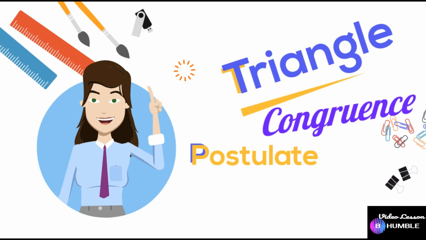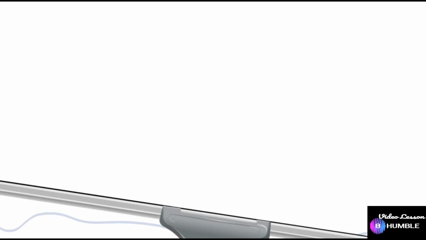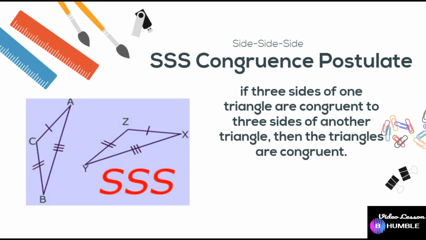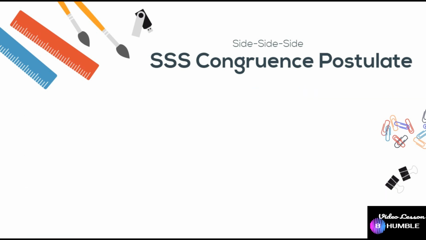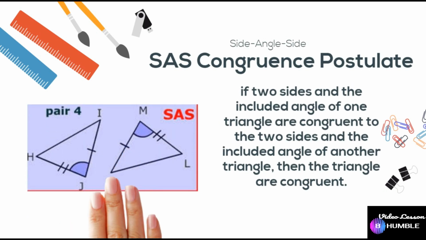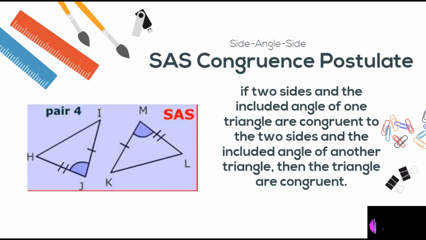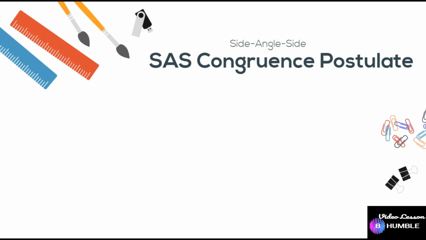Triangle congruence postulates. SSS postulate. Side-side-side postulate states that if three sides of one triangle are congruent to three sides of another triangle, then these two triangles are congruent. SAS postulate. Side-angle-side postulate states that if two sides and the included angle of one triangle are congruent to two sides and the included angle of another triangle, then these two triangles are congruent.